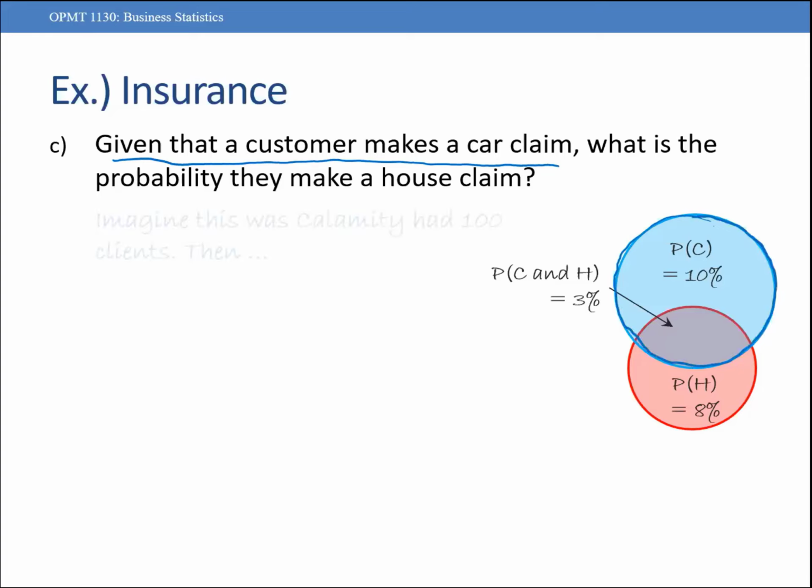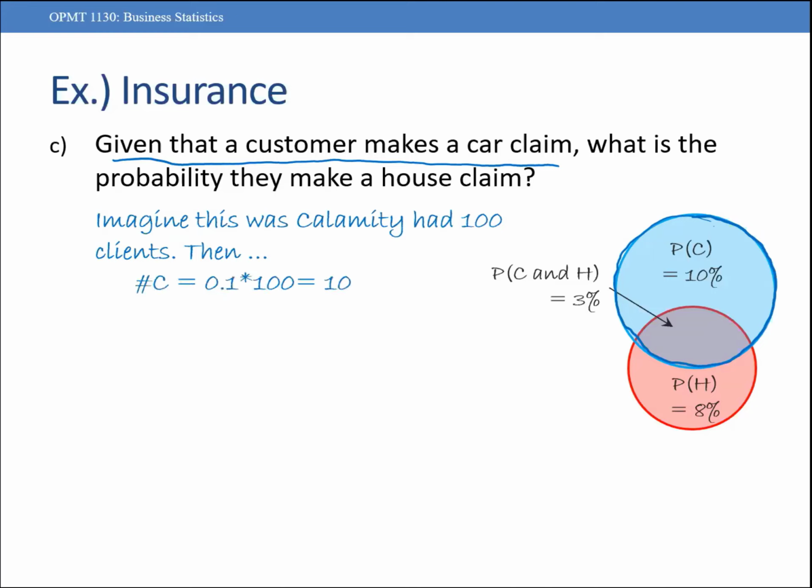So let's say for a moment, Calamity Insurance has only 100 clients. Now, that would be a pretty bad insurance firm, but their name is also Calamity. So they may not get that much faith. Regardless, let's just look at, for an imaginary purpose, that they only have 100 clients. So if that was the case, the number that made car claims would be 10, right? That's how many would have made car claims. 10% of 100 would have made car claims. That's 10.